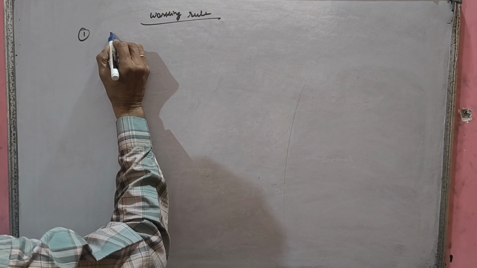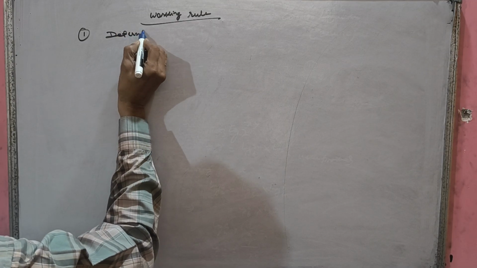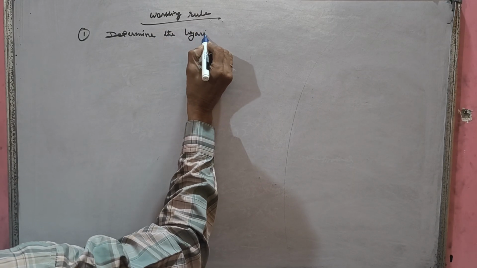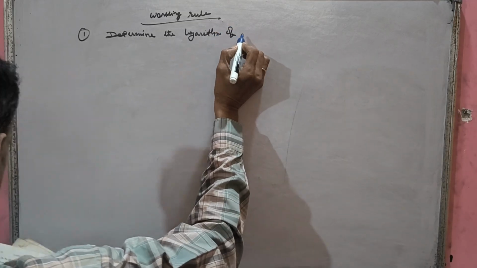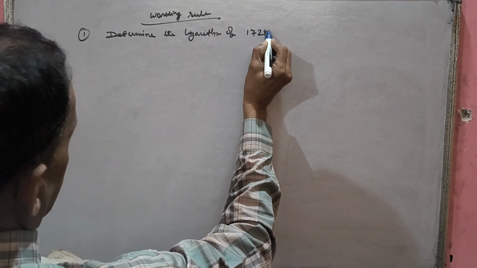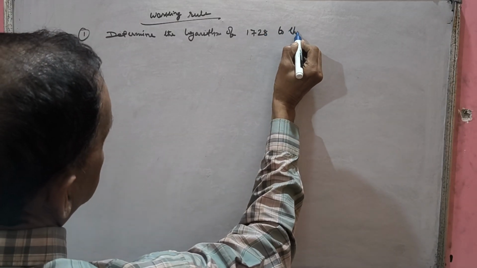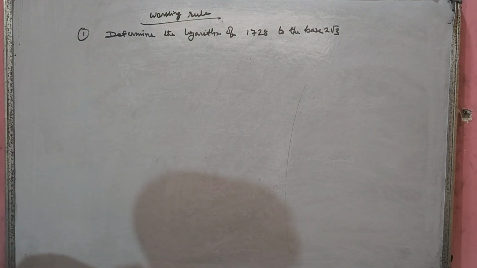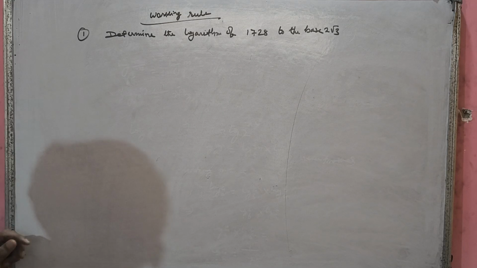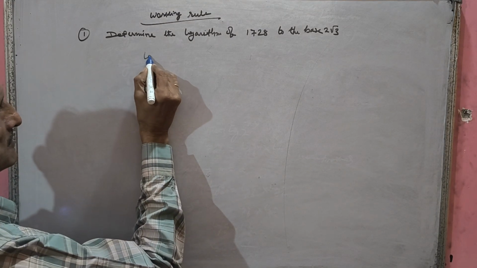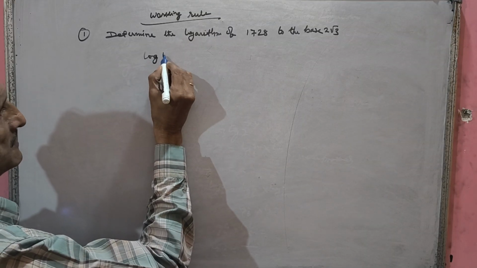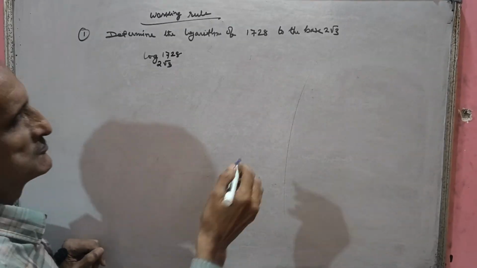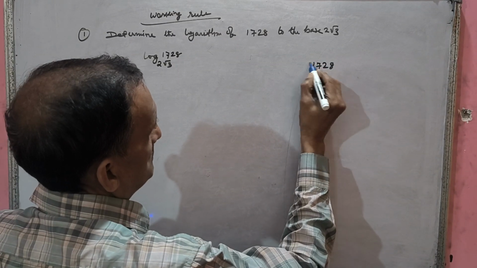Suppose the question is to determine the logarithm of 1728 to the base 2 root 3. This is one of the questions. In fact, we have to determine the logarithm of 1728 with the base 2 root 3. So first find the prime factorization of 1728.